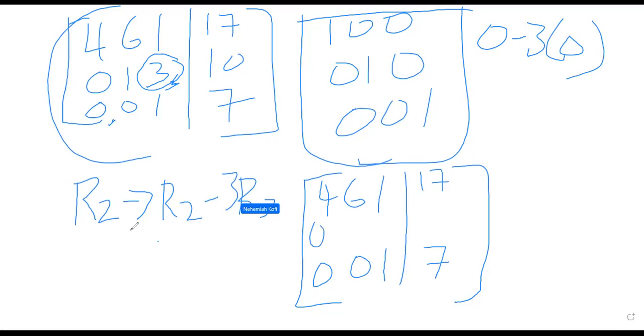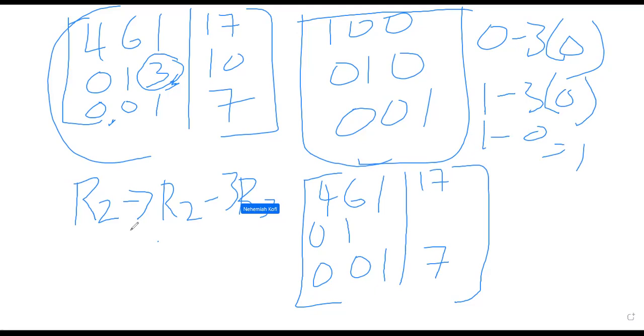And then we also have the 1. 1 minus 3 into bracket 0. 3 times 0 is 0. 1 minus 0 is still 1. So it will come here.